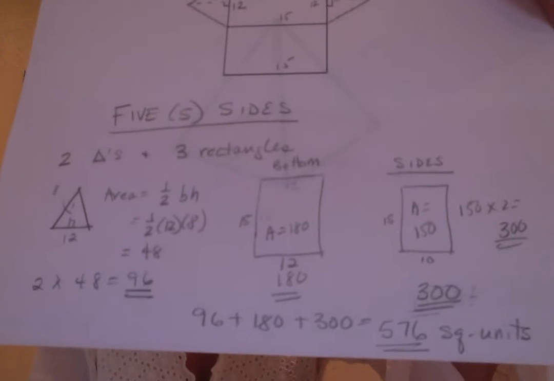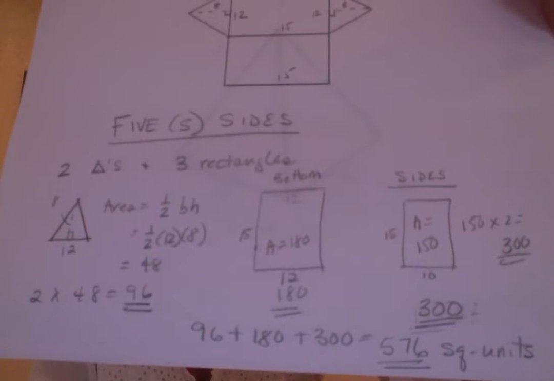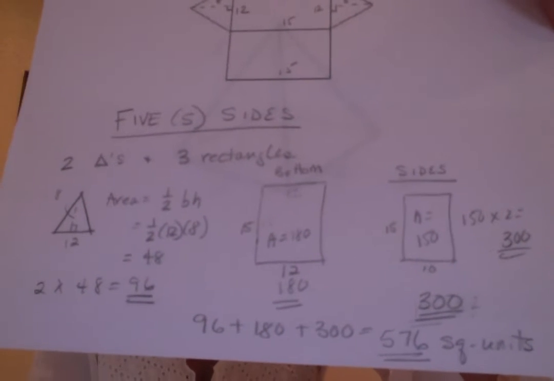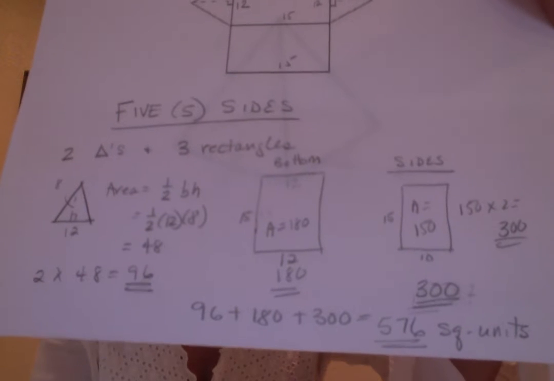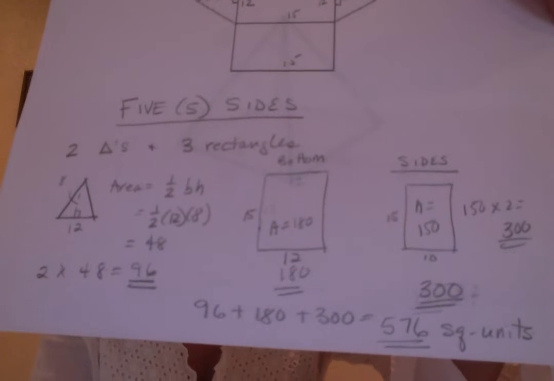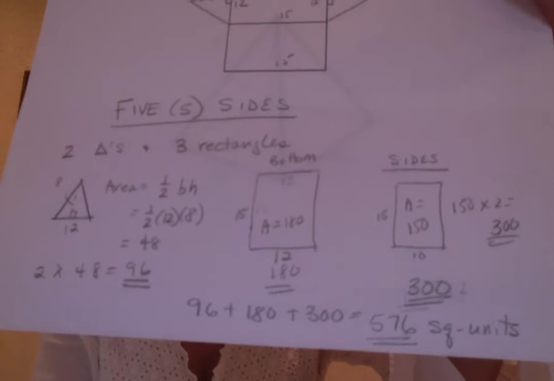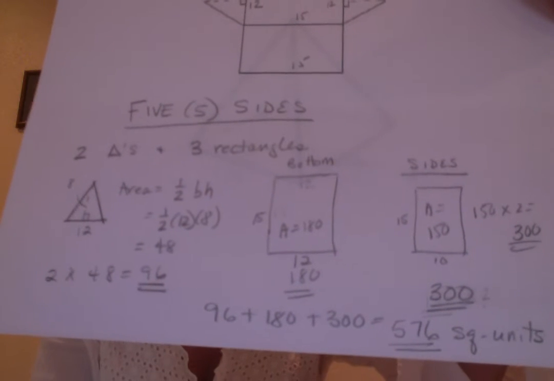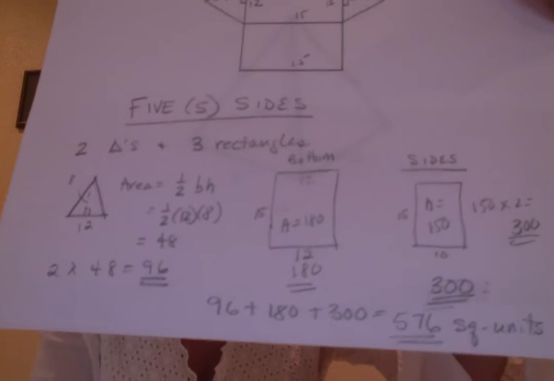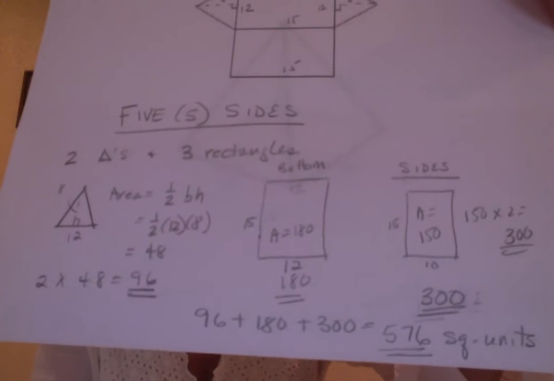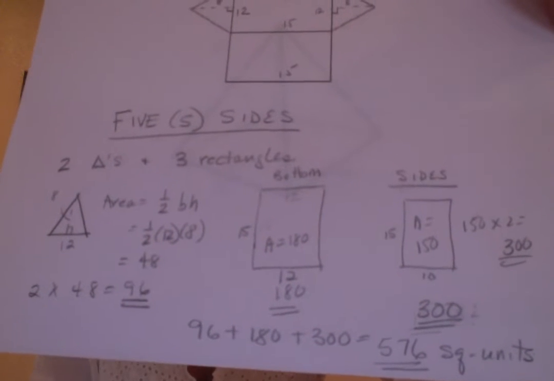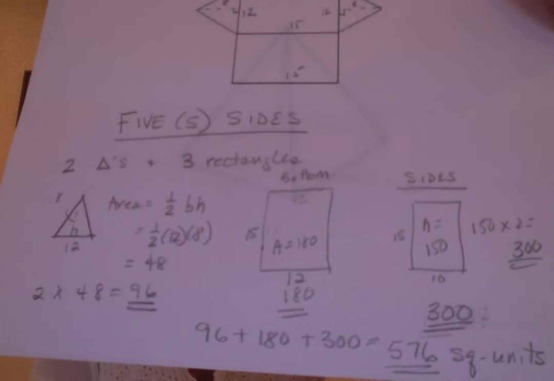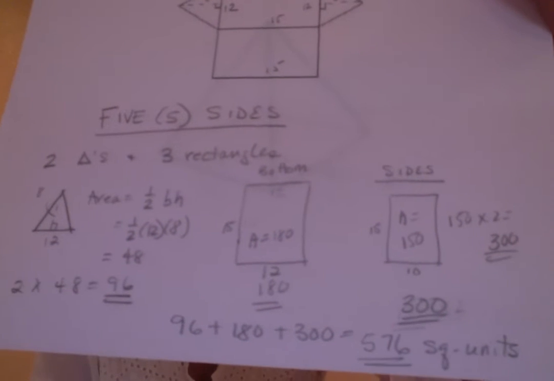That's why I have the YouTube videos for you guys to really see the good sophisticated stuff. Remember, area of a triangle is 1/2 base times height, and then rectangles, of course, are just base times height. The triangles are going to give you an area of 48, but you have to double that because there's 2, so you get a total area of 96.